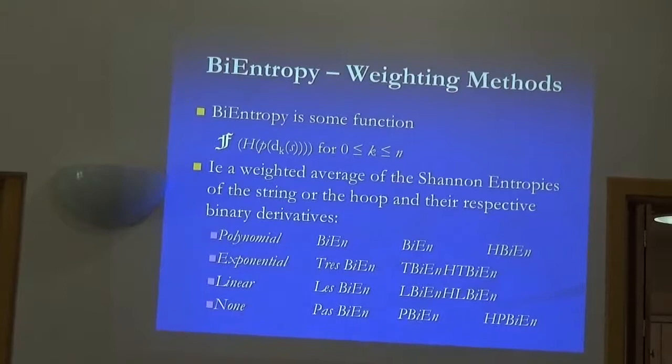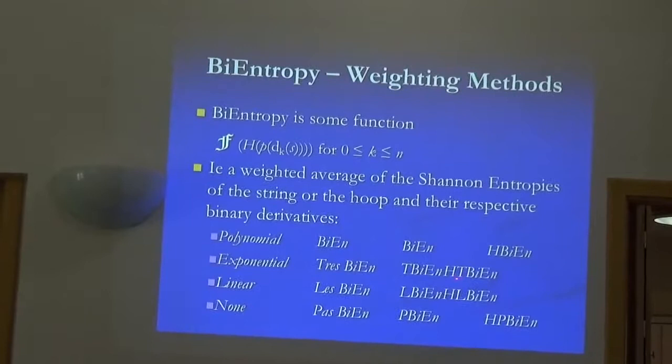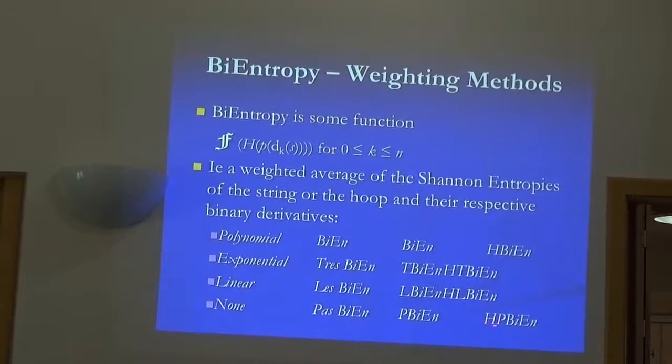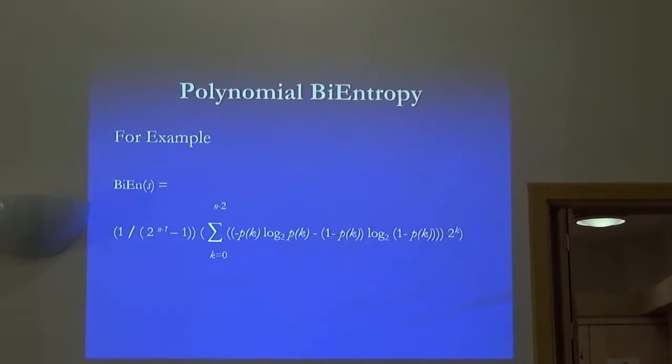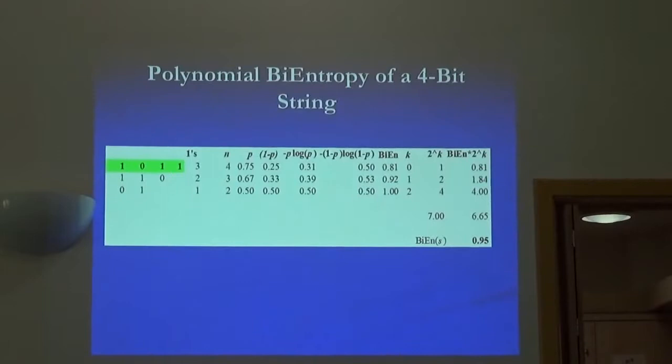Which gives us a naming scheme, but there's another interesting French connection which I'll come to in a moment. And so, of course, we have the hoop BiEntropy, the hoop logarithmic BiEntropy, the hoop linear BiEntropy, and so on. So there's a little naming scheme there. That's a formal mathematical definition of the polynomial version.